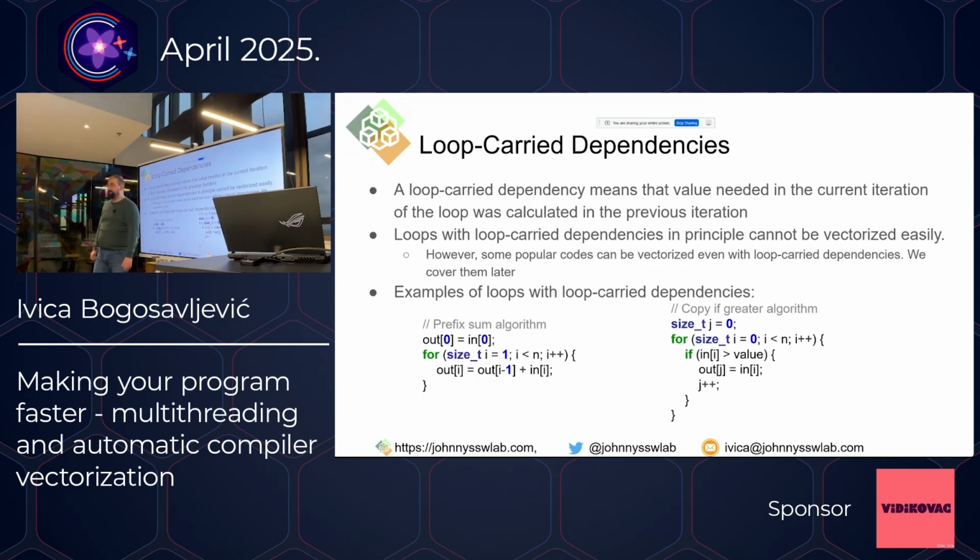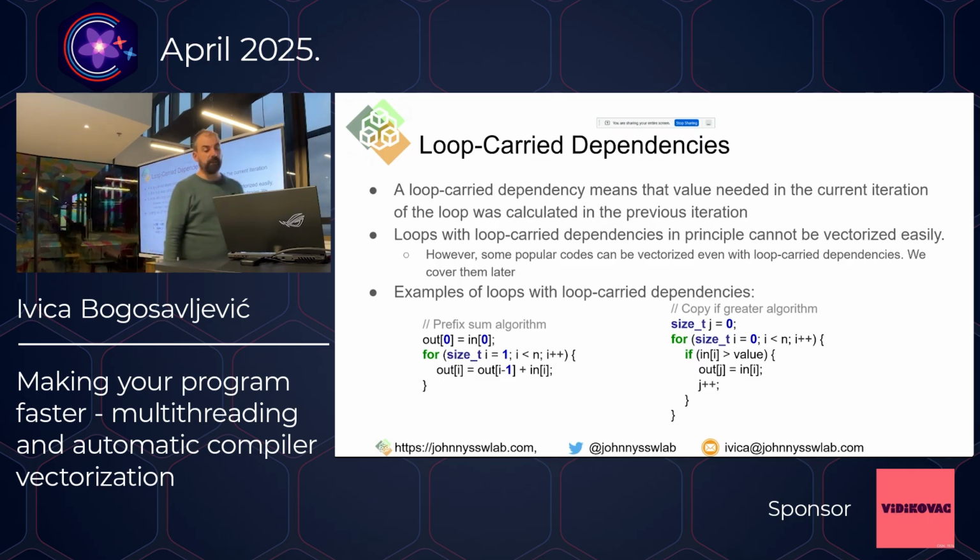Generally speaking, for parallelization of any type, vectorization is a type of parallelization, multithreading is a type of parallelization, when you have loop carried dependencies, it's difficult to do any kind of parallelization. Of course, there are some tricks. For example, with vectorization, you're processing 4 values, but you're going from left to right. With multithreading, you're not necessarily going from left to right. You don't know exactly in which order the things will be processed.